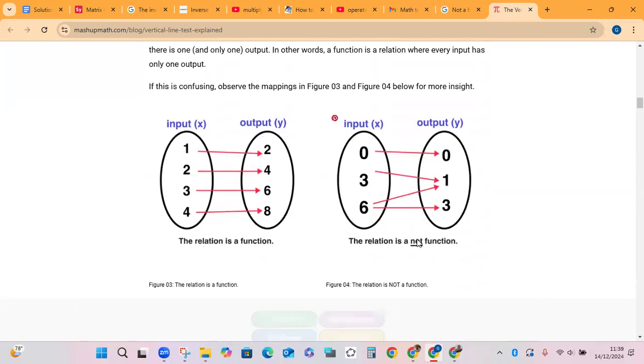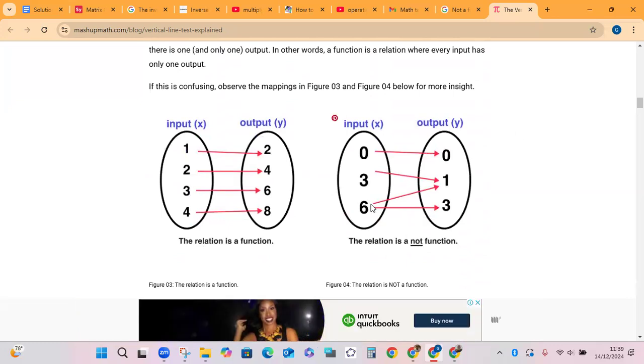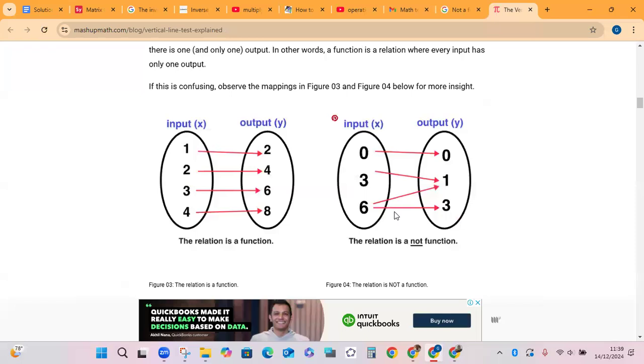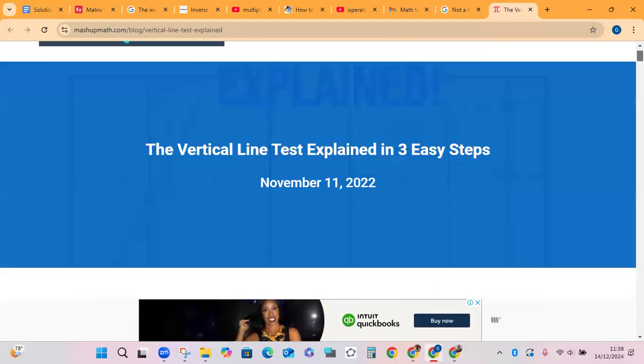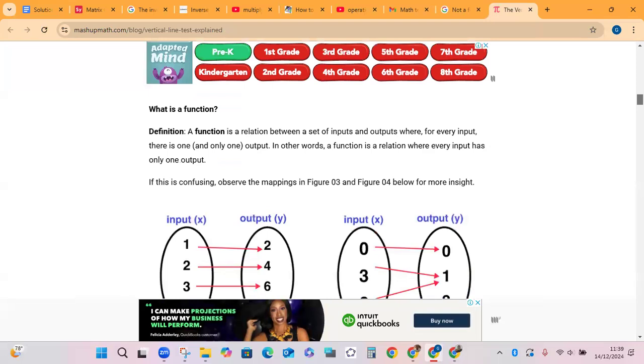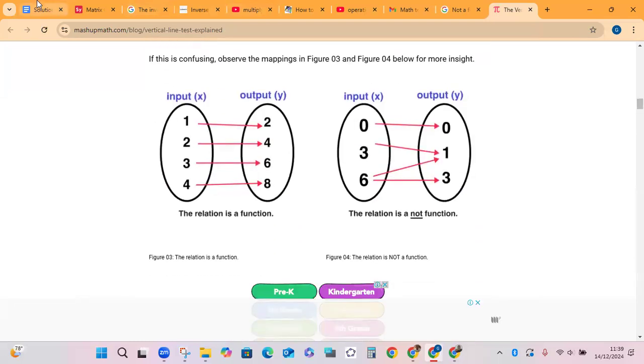This one is not a function because you see the 6 has two arrows leaving it. So this violates the rule of a function. This is a function because each input, each x, has only one arrow leaving it. This is not a function because the 6 should not have two arrows leaving it. It should not have more than one arrow leaving it. Okay, so that's what it means when you hear the word function in mathematics.